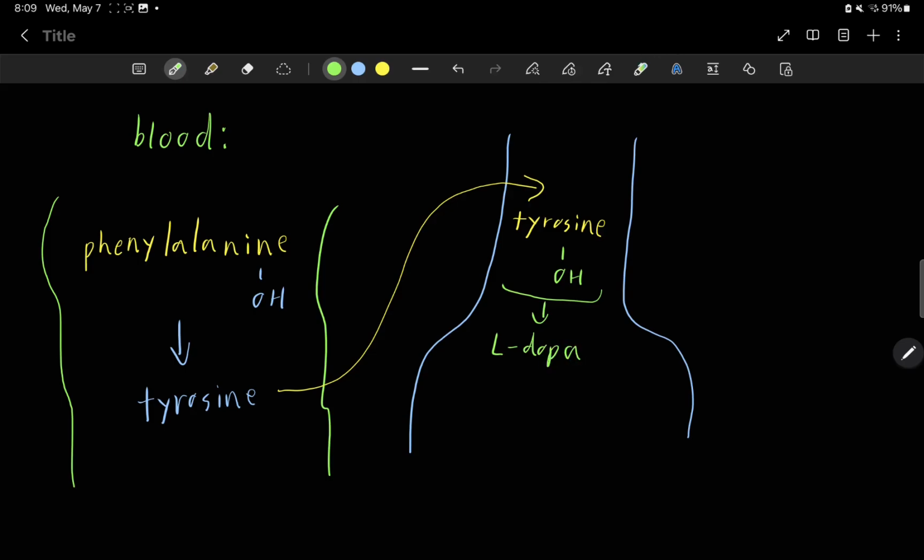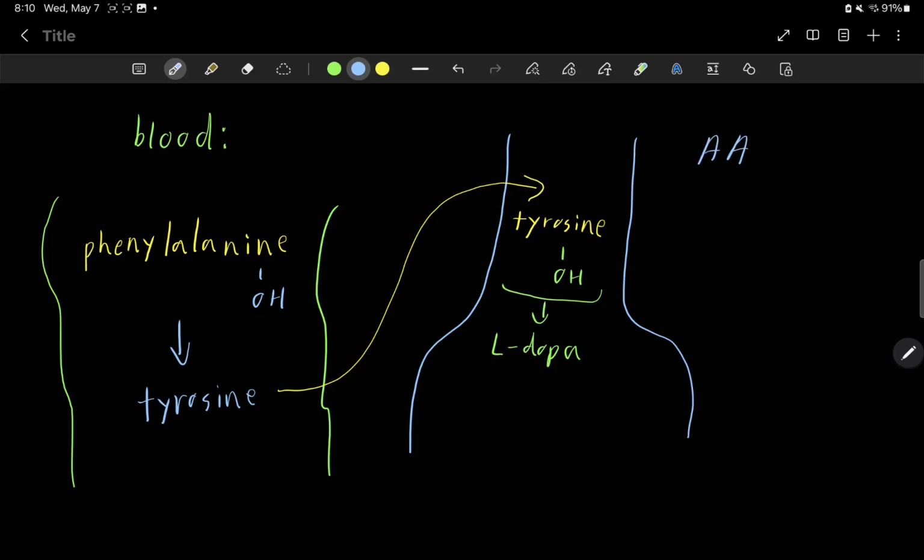L-dopa. So basically you started with your phenylalanine in your blood, you added a hydroxyl group which turned it into tyrosine, you pump your tyrosine into your neuron, and then you added another hydroxyl group which has now turned it into L-dopa. So before we go on, one important thing to know is that all 3 of these chemicals, phenylalanine, tyrosine, and L-dopa, are all what we call amino acids.